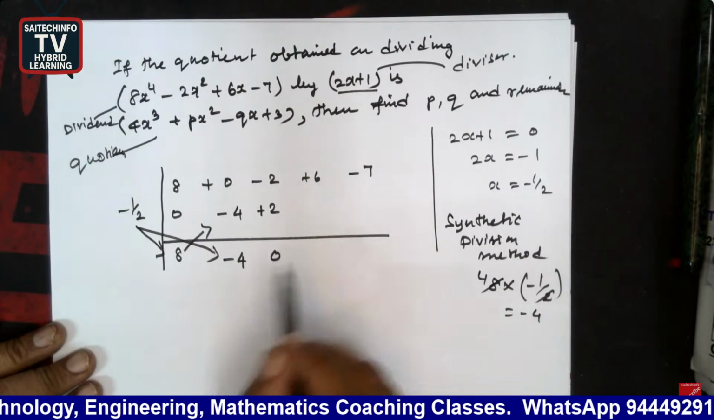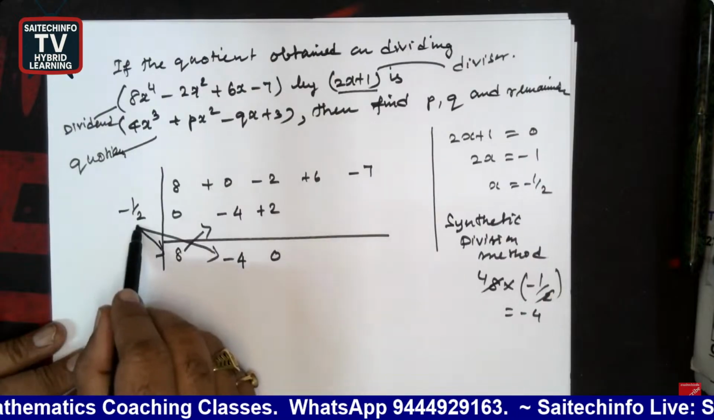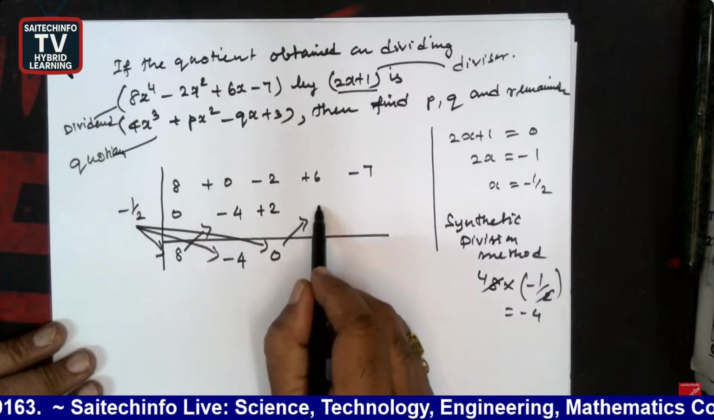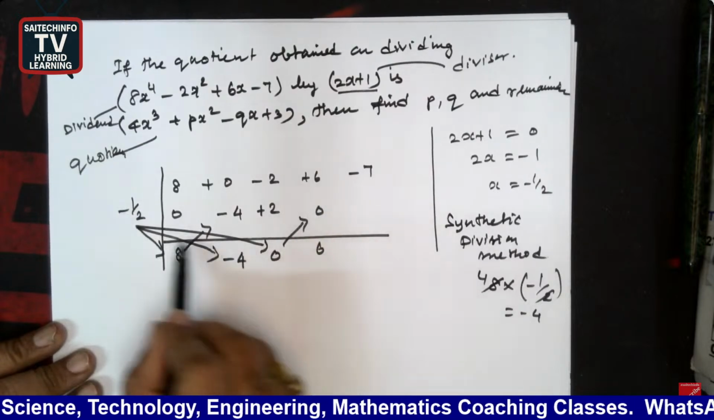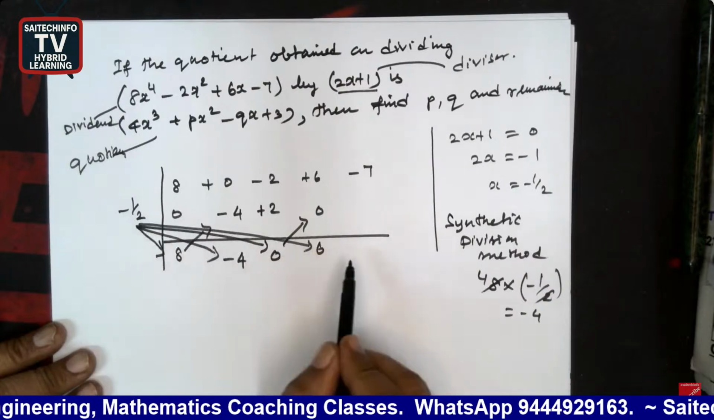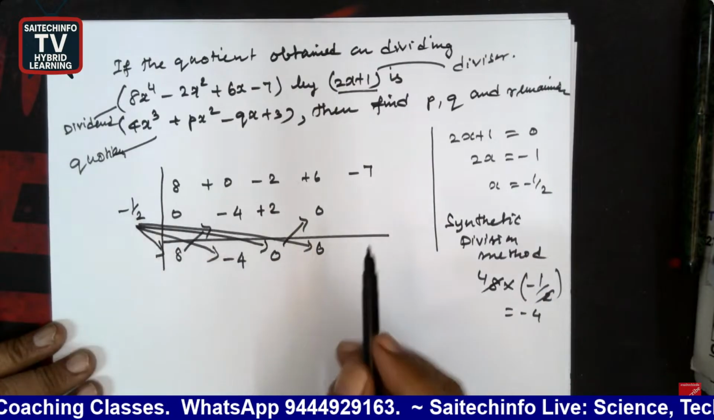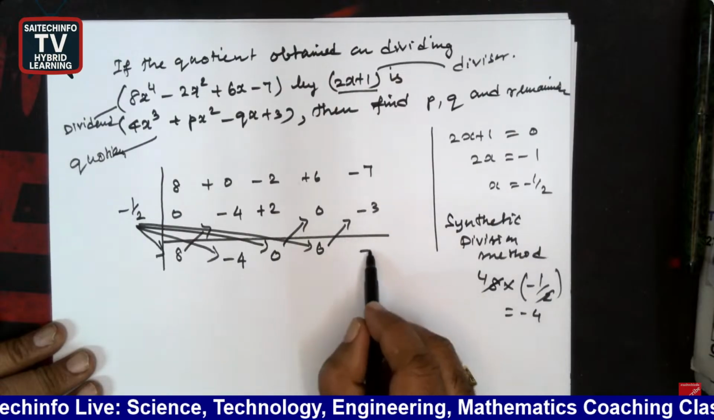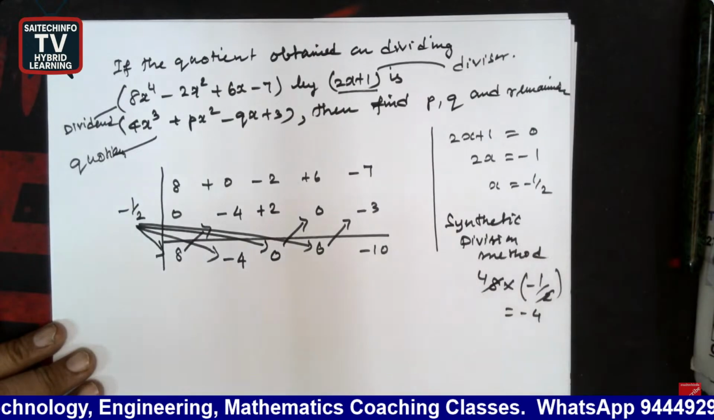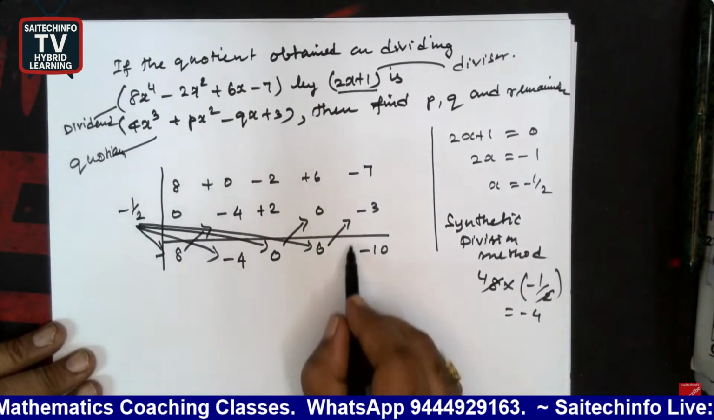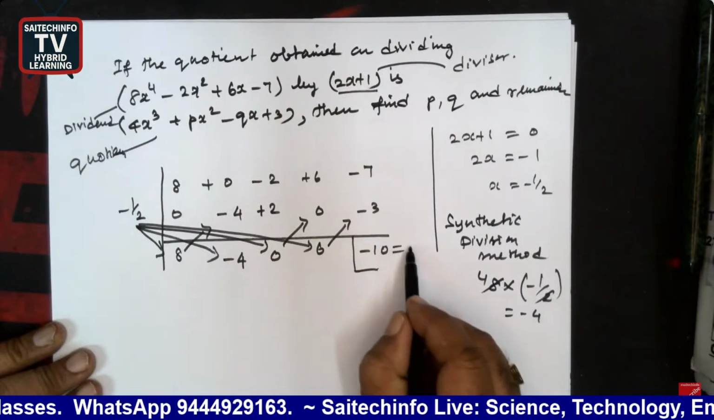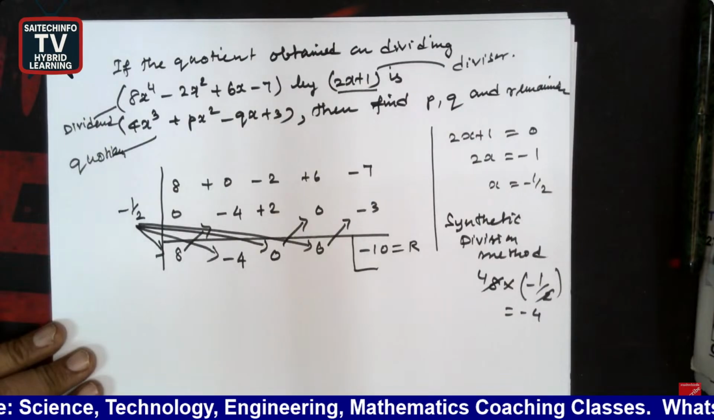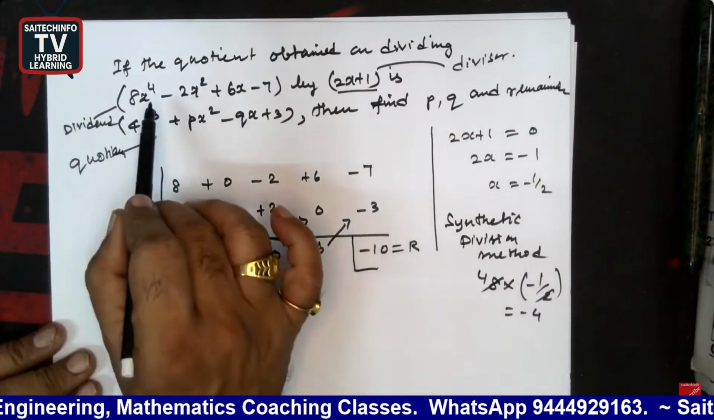Add 0. And again you have to multiply. Minus half into 0, 0. Add 6. And again you have to multiply minus half into 6 to give minus 3, means minus 10. So we have found out the remainder. The remainder is 10. Okay, and the quotient is already declared here.